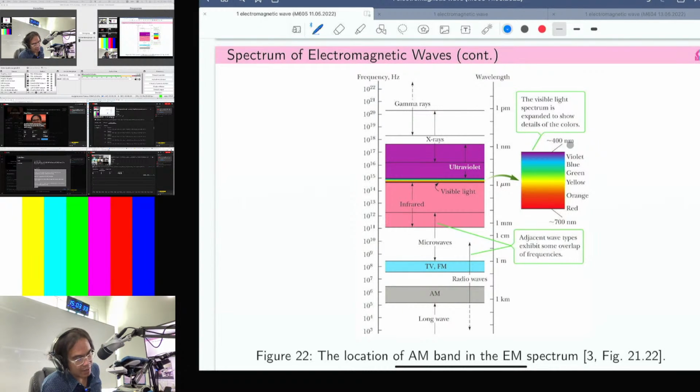And the visible light starts from violet or blue to the red one. Okay, and here is the color region you can get from the visible light. Because it's very narrow here, they provide a bigger picture. It's expanded, okay.